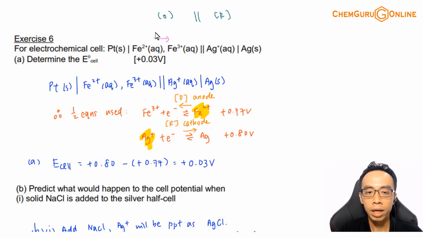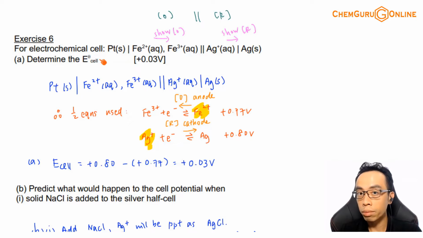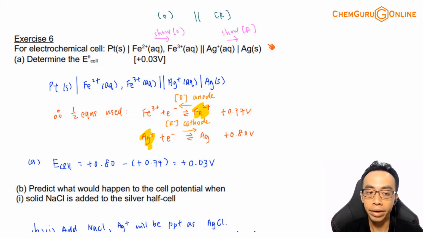And from left to right, you have to show oxidation, and from left to right, you have to show the reduction. So when you read through this cell notation from left to right, it's just telling us this is an electrochemical cell, and in this electrochemical cell, Fe2+ is oxidized to Fe3+, and Ag+ is reduced to Ag. If I interpret this from left to right, correct?